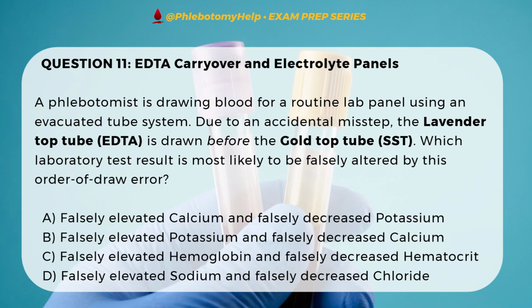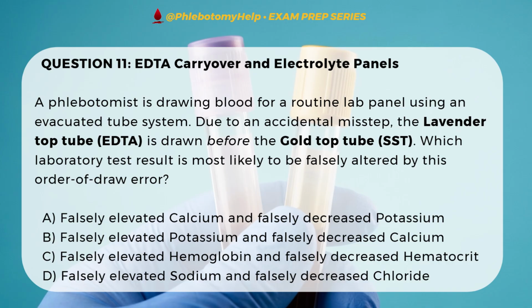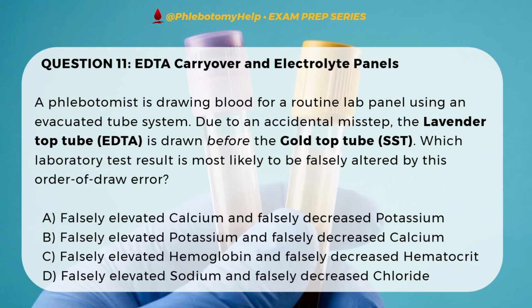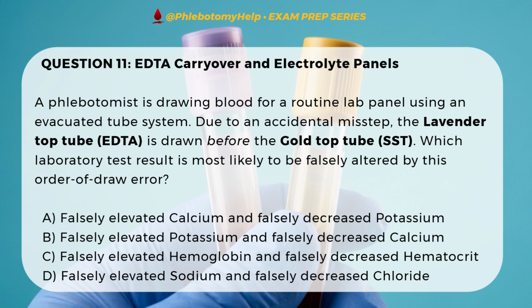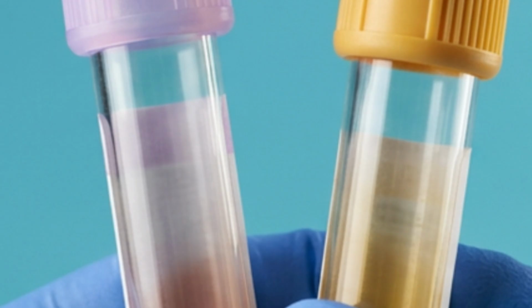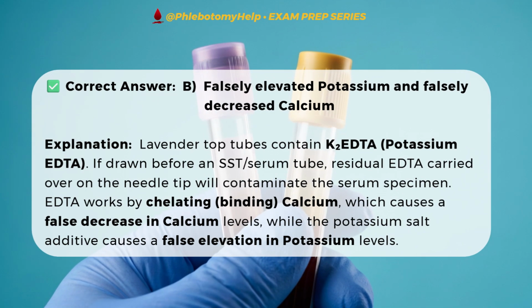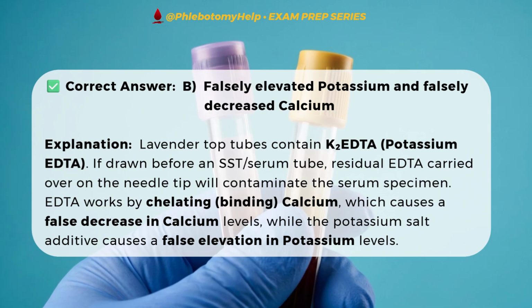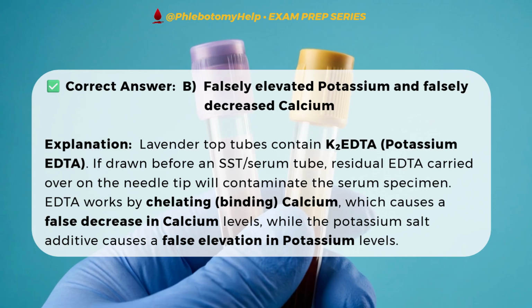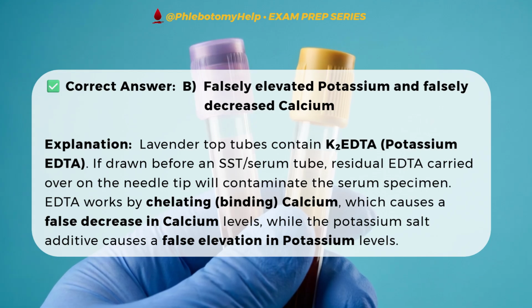Question 11. A phlebotomist is drawing blood for a routine lab panel using an evacuated tube system. Due to an accidental misstep, the lavender top tube, EDTA, is drawn before the gold top tube, SST. Which laboratory test result is most likely to be falsely altered by this order of draw error? The correct answer is B, falsely elevated potassium and falsely decreased calcium.